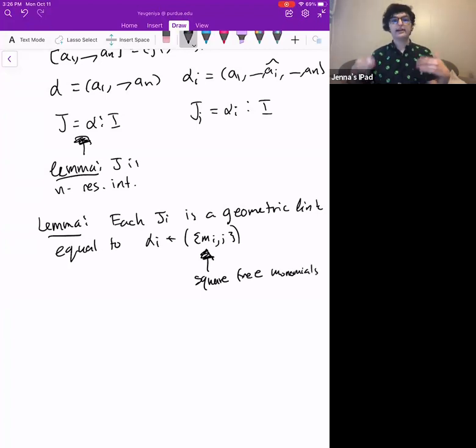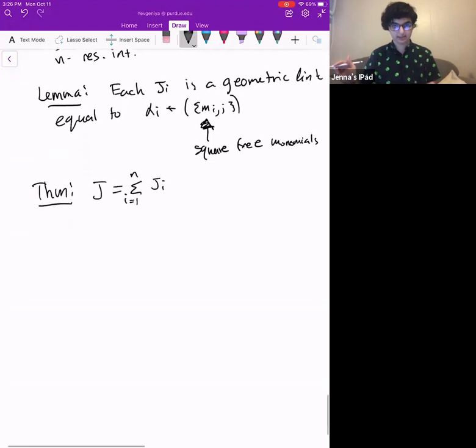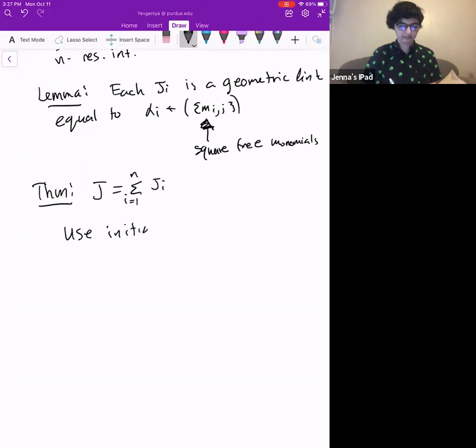And in fact, everything we've been dealing with so far is square-free. And that brings us to the main theorem of this section. J is equal to the sum of i equals 1 through n of J_i. So J is the sum of n links. And in order to prove this, we're actually going to have to use the initial ideal of the sum of links, and let's call that J prime.